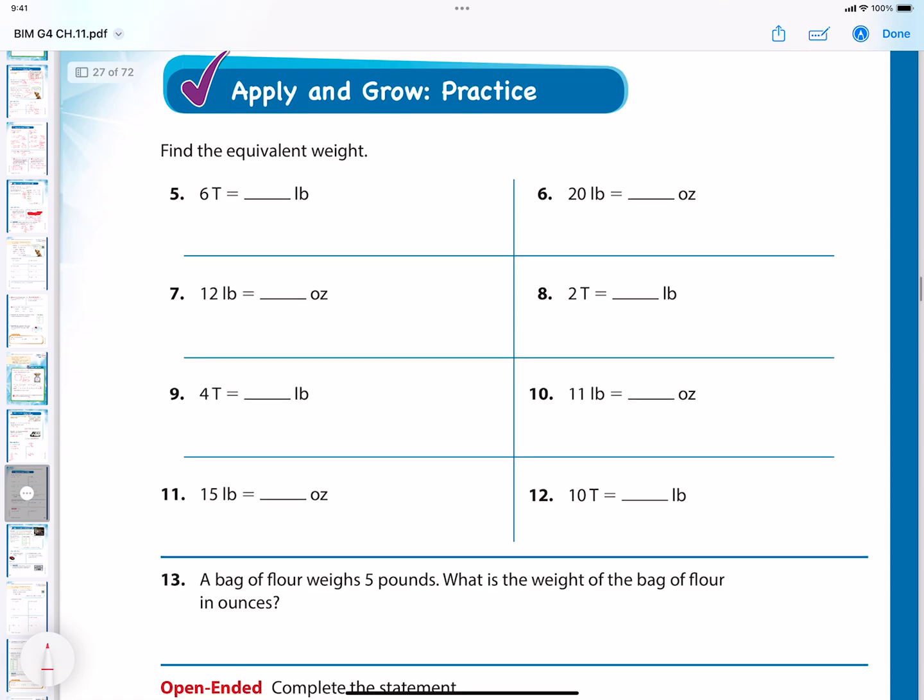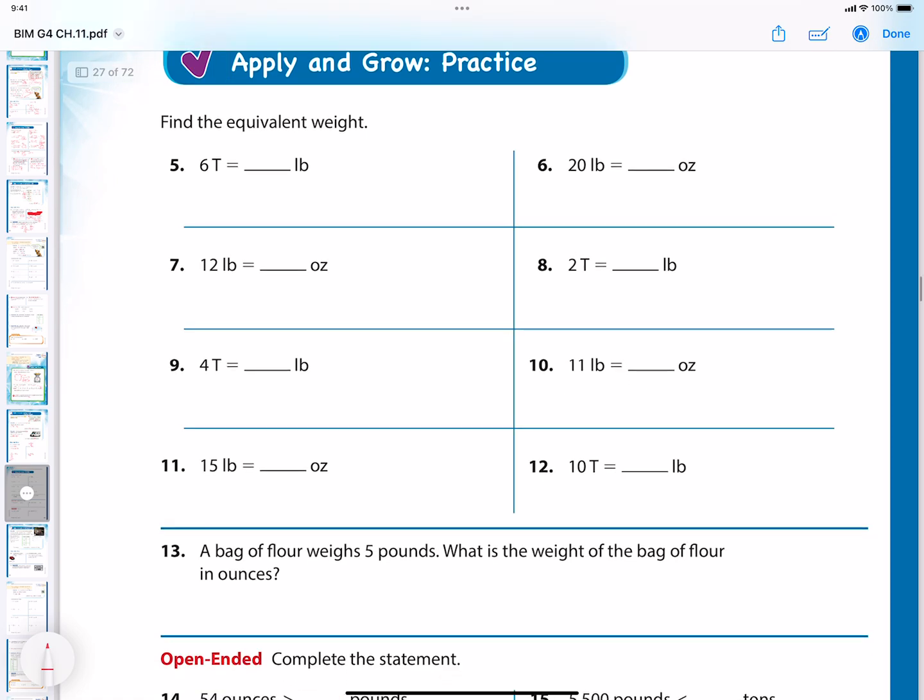All right, I want you to practice by yourself from now on, and these questions are not going to be hard at all. Okay, so please remember, 1 pound is equal to 16 ounces. And 1 ton is equal to 2,000 pounds. Okay? So 6 times 2,000 is 12,000, right?